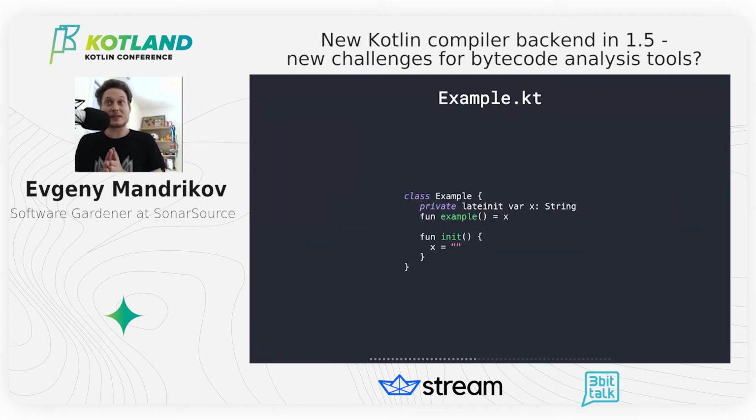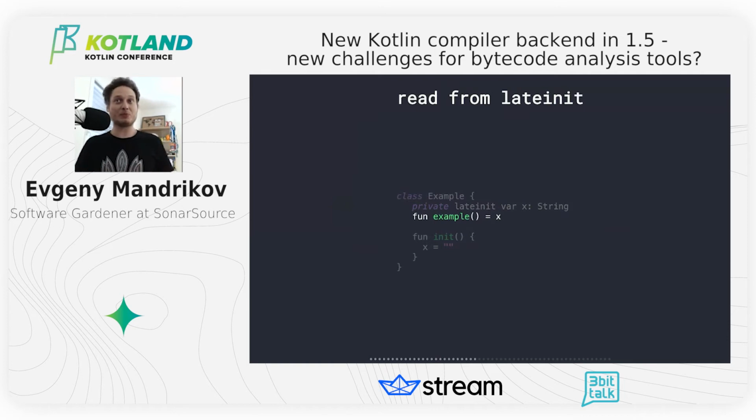Let's have a look at the other example. The other example is about lateinit. You know, in Kotlin, you can declare some property as lateinit, which basically means, well, I do not have an initial value for this property, but hey, please trust me, I'm going to initialize it before the actual access to it happens. So the type of this property can stay not nullable. And in this example, we have a read from a lateinit property and indeed some method to initialize this property.